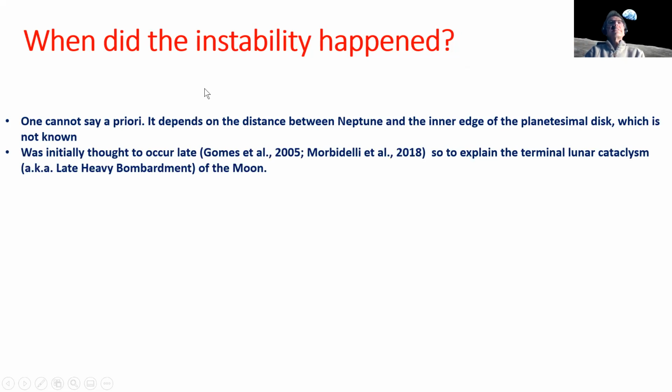Initially, it was thought that this instability occurred late. Why? Because it was believed that most of the craters on the moon and the so-called lunar basins, the biggest impact structures, formed late, 700 million years after moon formation. And arguing then that there was a surge in the bombardment of the terrestrial planets. And the way to understand this surge was to postulate that this instability occurred late, at the time of the late heavy bombardment, more or less 600, 700 million years after the formation of the solar system, so about 3.9 billion years ago.